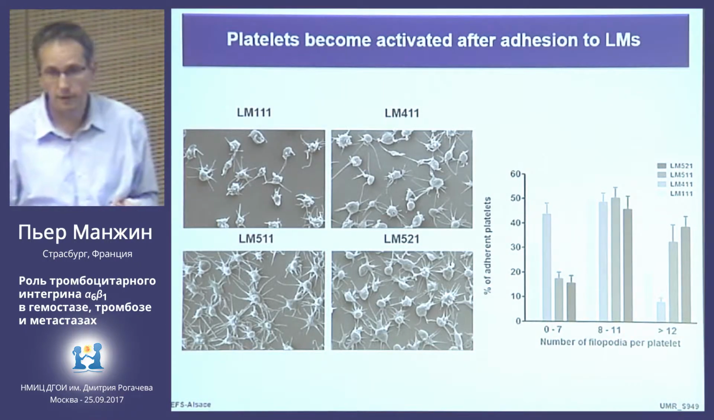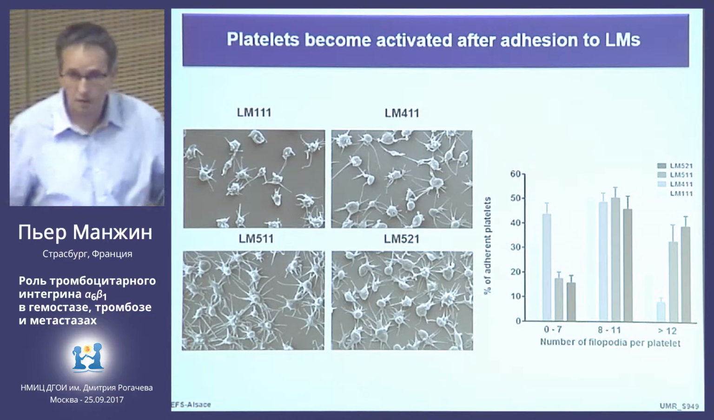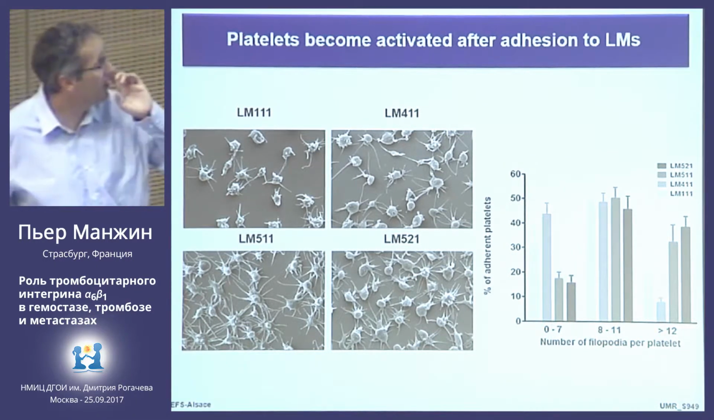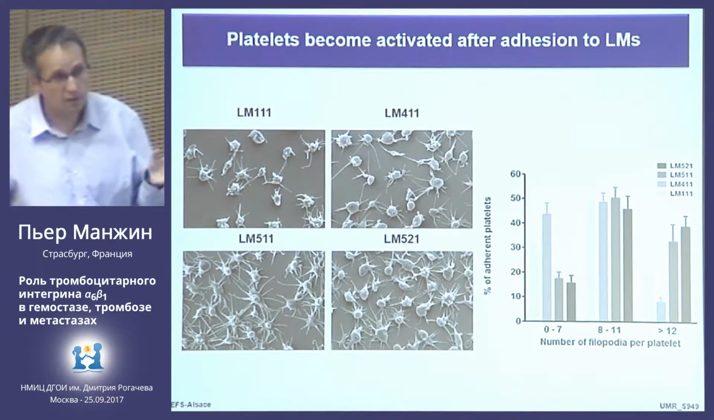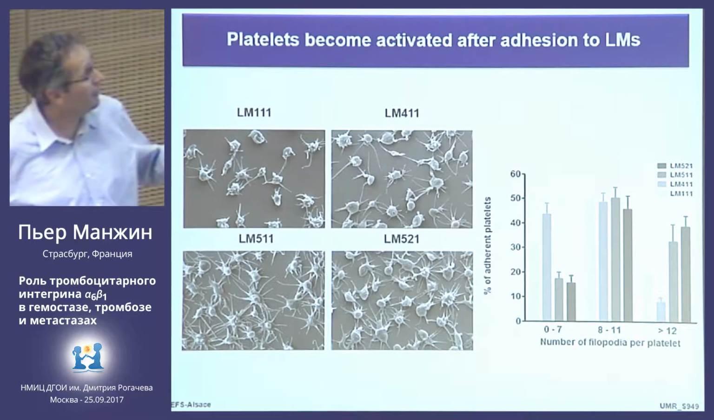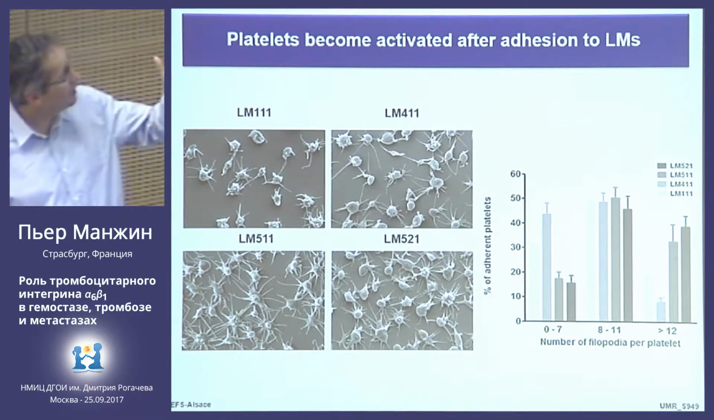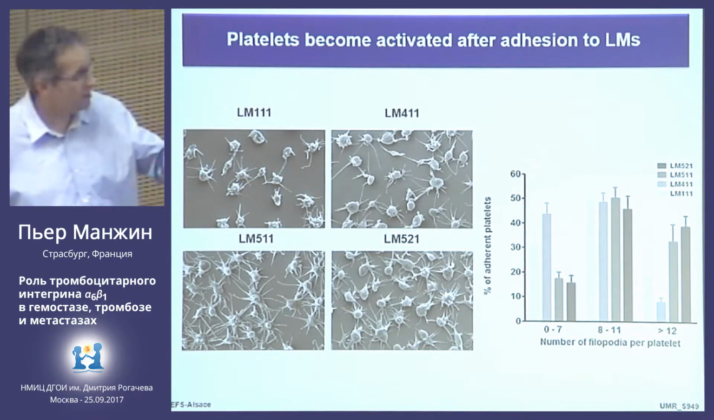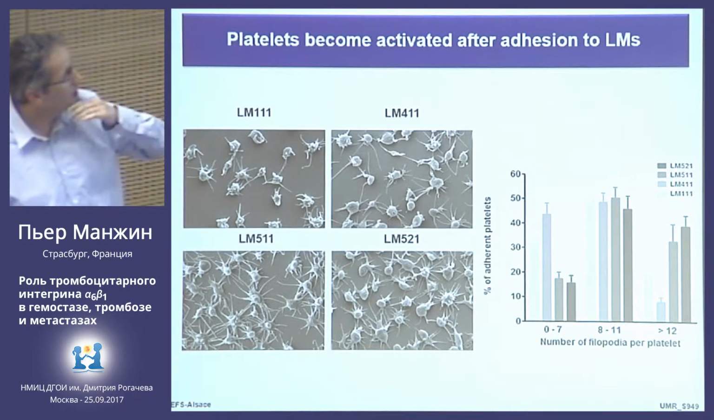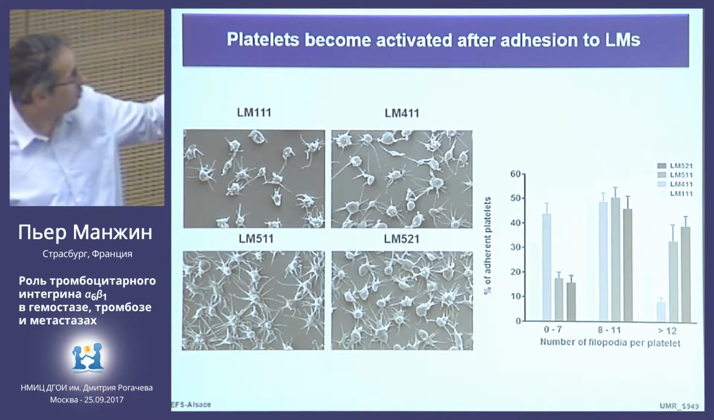Then we moved to evaluate platelet activation. So here, after perfusing blood over laminins, we fixed the platelets and looked at them by SEM. And what you can see here is that almost all the platelets adhering to these different types of laminins become activated. We had the feeling that on the laminins with the α5 chain, the platelets were more activated, with not only filopodia but also lamellipodia.